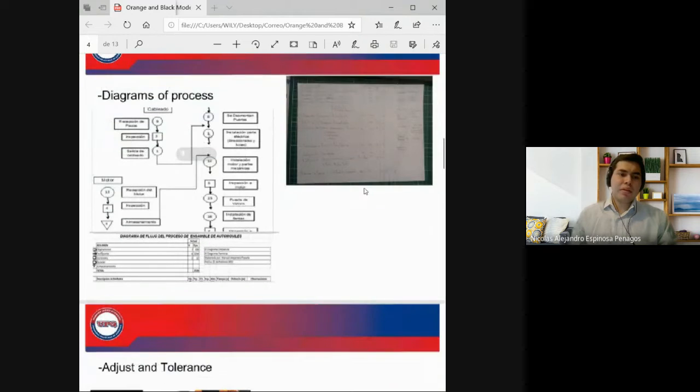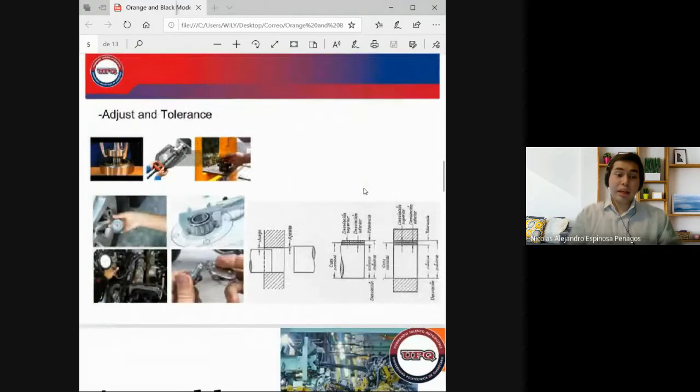Okay, why is it important to have diagrams of process? Well, diagrams of process show all the phases and steps, including time and movement. Well, what's the difference between adjust and tolerance? Adjust refers to the fitting of a piece, and tolerance is a specification that the piece needs to have for the correct functionality of that.